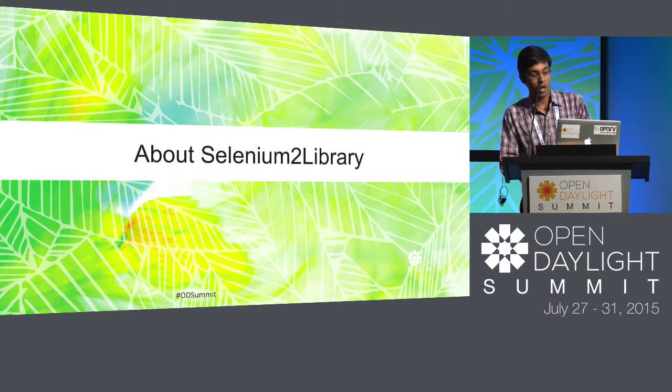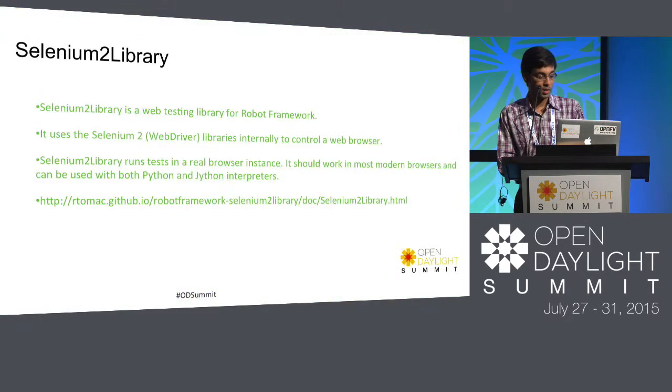So what is actually Selenium2Library? It is a web testing framework for robot, right? And it uses Selenium 2 WebDriver internally to control a web browser. So it actually runs in a real browser instance, and it can be used with both Python and Jython. This link is a good reference point for the Selenium 2 library, and it is a good resource. All the parameters and keywords are mentioned, how to use it, how to import, everything.